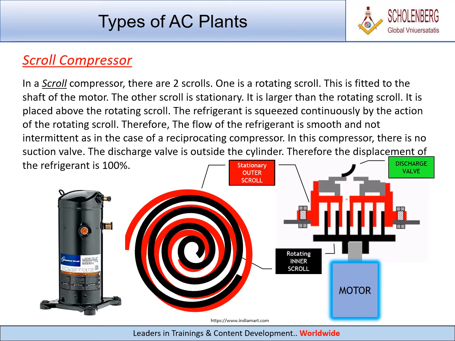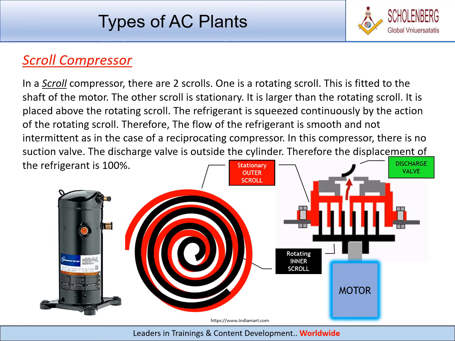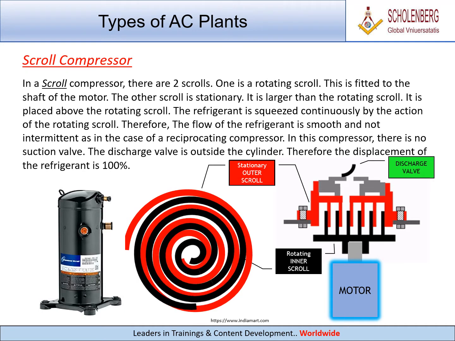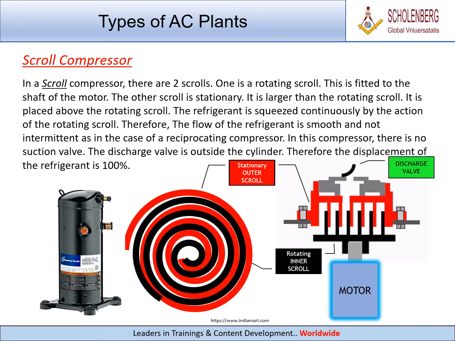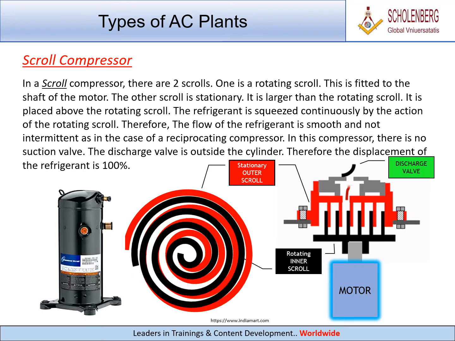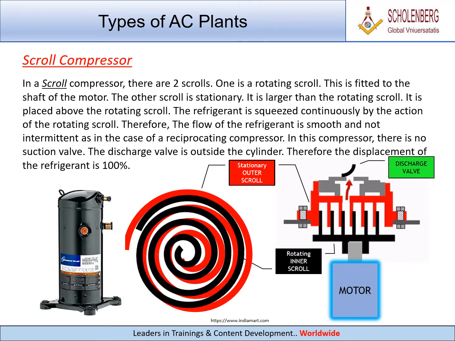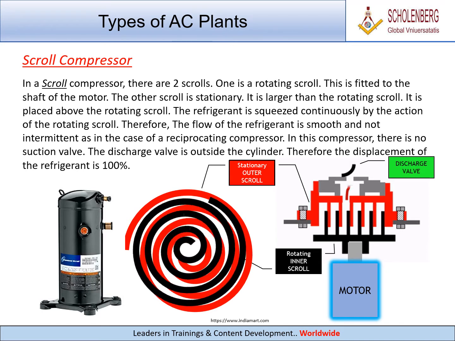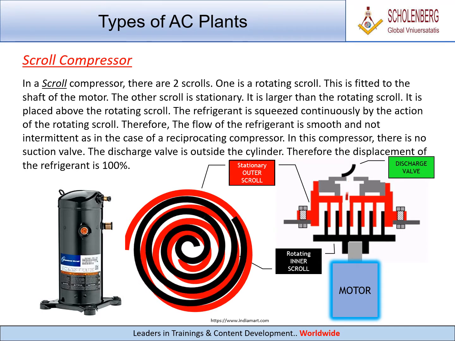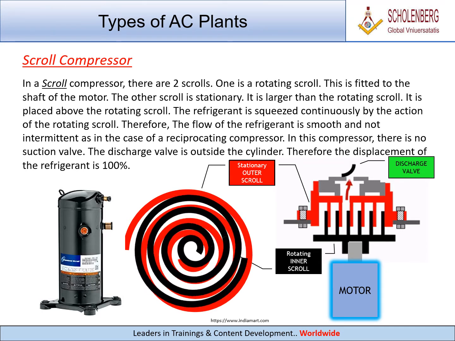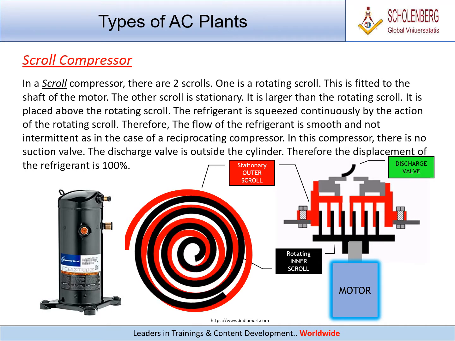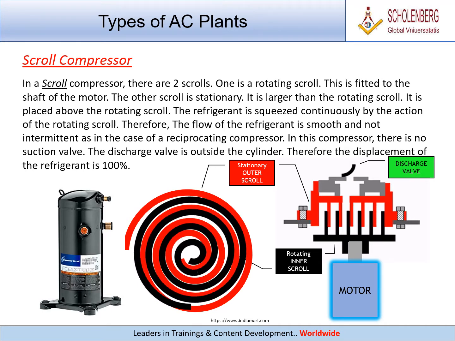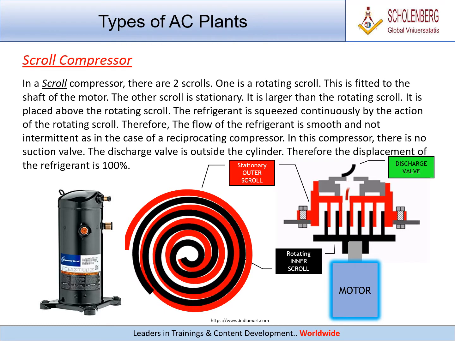Scroll compressor. In a scroll compressor, there are two scrolls. One is a rotating scroll. This is fitted to the shaft of the motor. The other scroll is stationary. It is larger than the rotating scroll. It is placed above the rotating scroll. The refrigerant is squeezed continuously by the action of the rotating scroll. Therefore, the flow of the refrigerant is smooth and not intermittent as in the case of a reciprocating compressor.